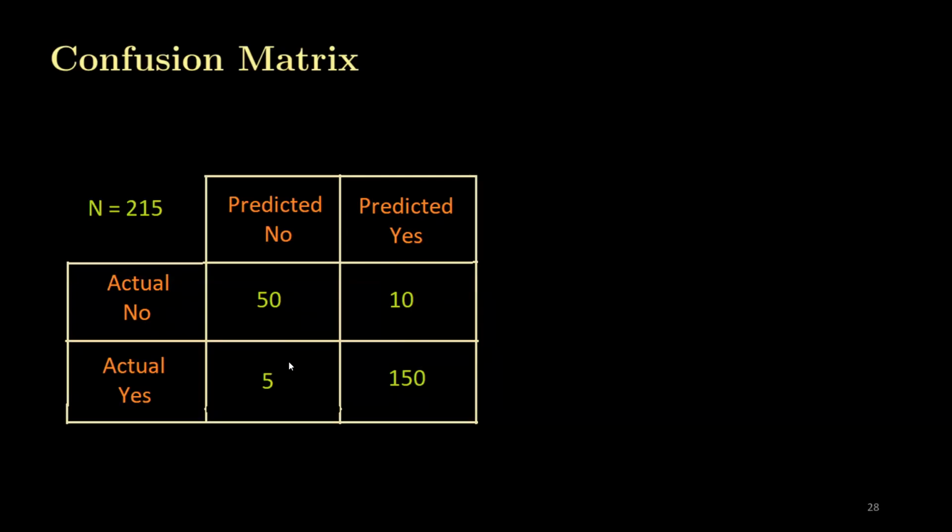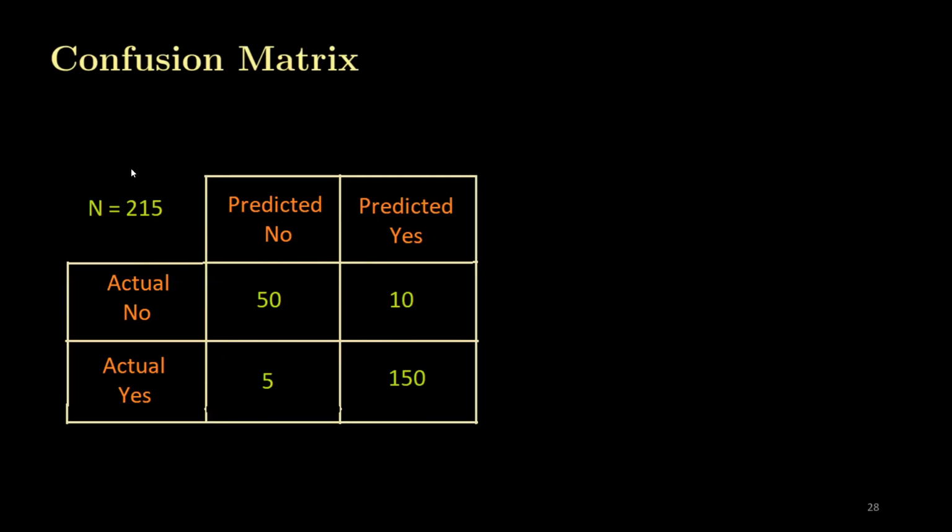Similarly, these 5 samples are also wrongly classified samples. That is, actually they belong to the positive class, that is yes, and the model is saying that they belong to the negative class. So the model is not predicting these 10 and 5 correctly. It means out of 215 samples, these 50 and these 150 samples are correctly classified by the model. On the other hand, these 10 and these 5 samples are not correctly classified. With this information, we can easily discuss the accuracy of the model.